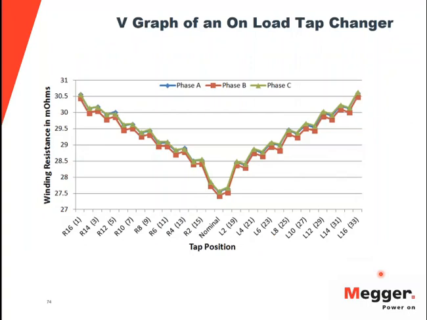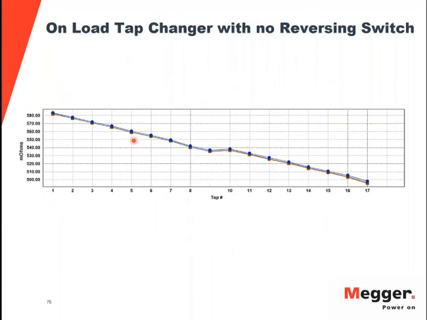If you have a preventive autotransformer type tap changer, this is how the graph would look for a winding resistance. As you can see, it looks like a V-shaped curve, and then you see a zigzag pattern, which is quite common for a bridging and non-bridging position. In this graph I have a reversing switch, that's why I get a V curve. But if you don't have a reversing switch, you would see a linear pattern going in the downward direction.